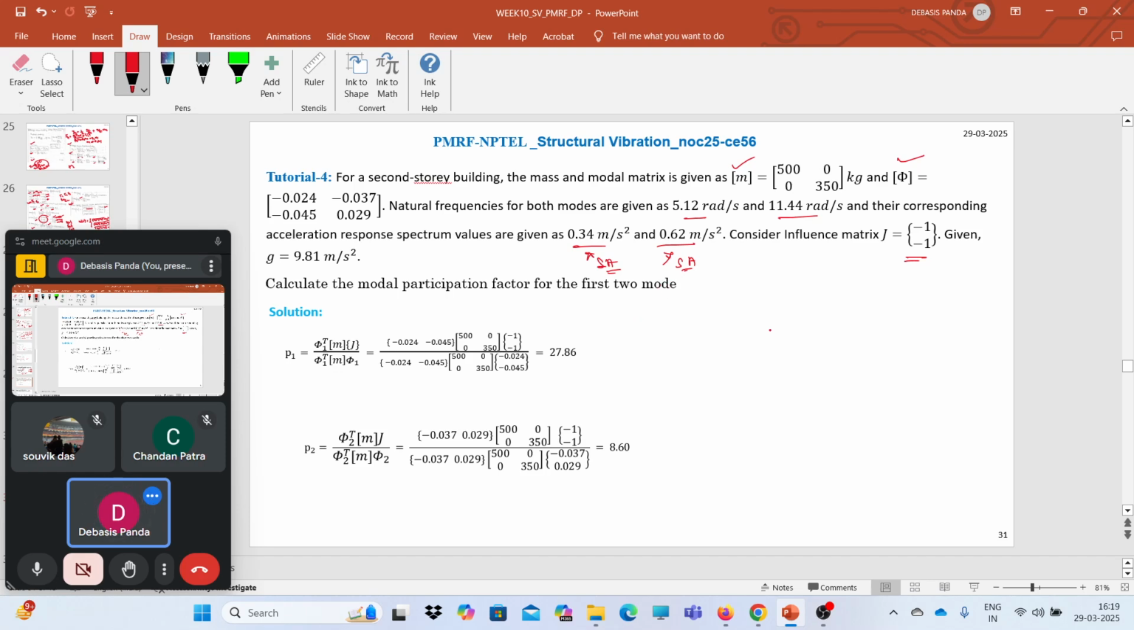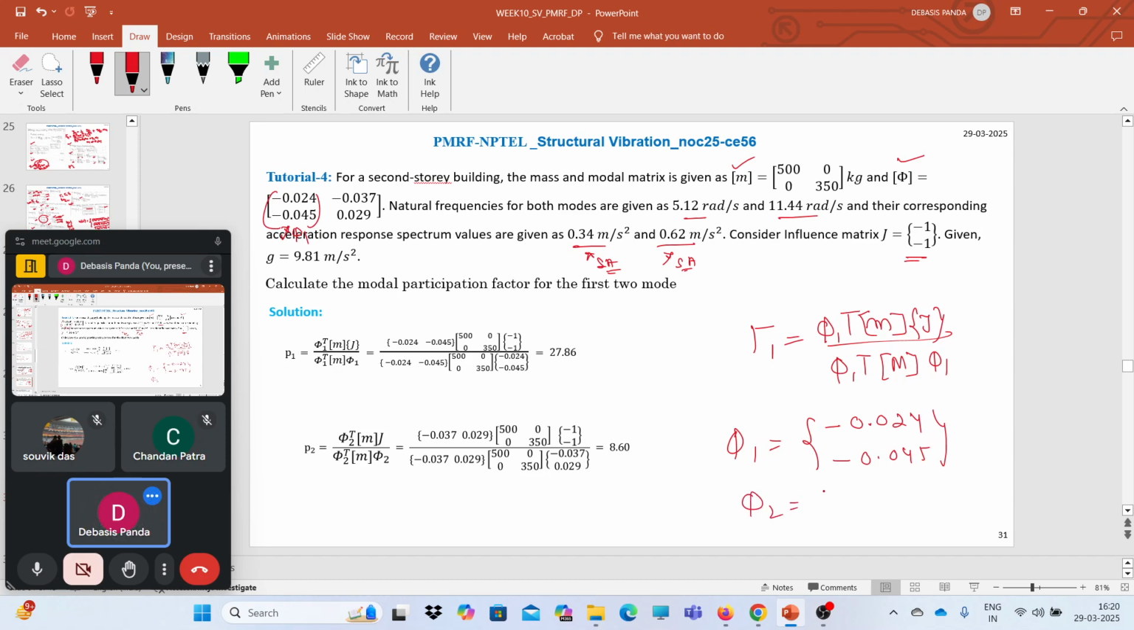Again, the participation factor for the first mode will be phi 1 transpose M J divided by phi 1 transpose M phi 1. So what is the value of phi 1? This is your phi 1. Phi 1, that means first mode shape, is minus 0.024, minus 0.045, and phi 2 is minus 0.037 and 0.029. Mass matrix is given.